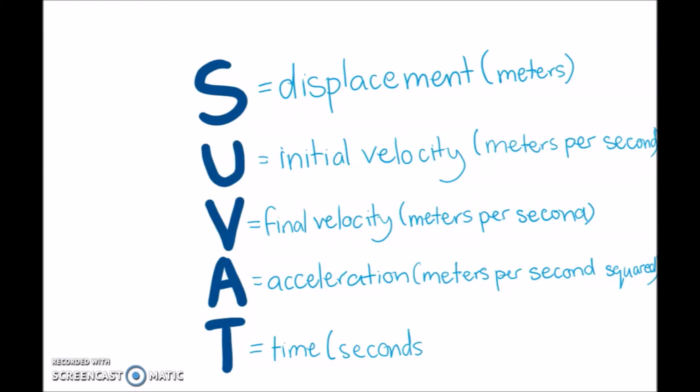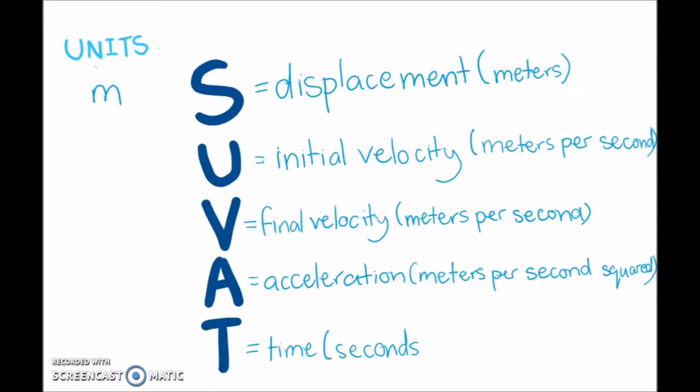Now, we also have unit abbreviations for these, and so for displacement you have meters, which is just m. Initial velocity, which is meters per second, is meters over seconds, or meters seconds to the power of -1. Same with final velocity. And acceleration is meters over seconds squared, or meters seconds to the -2. And of course T for time, which is in seconds.